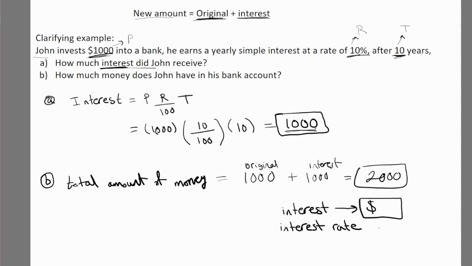Okay. The interest rate is not an amount of money, it's a percentage. Okay. In this case, it was 10%. Okay. So this is the interest rate and this is the interest. It's really important to understand the difference between them. And don't forget always to find the total money that I have after a number of years, I add the original amount plus the interest that I received.